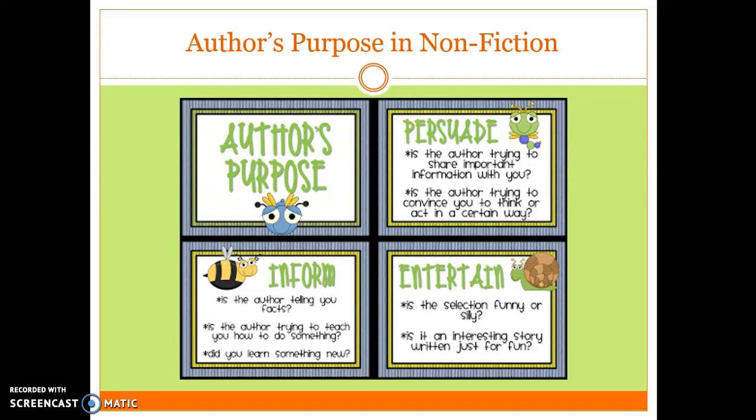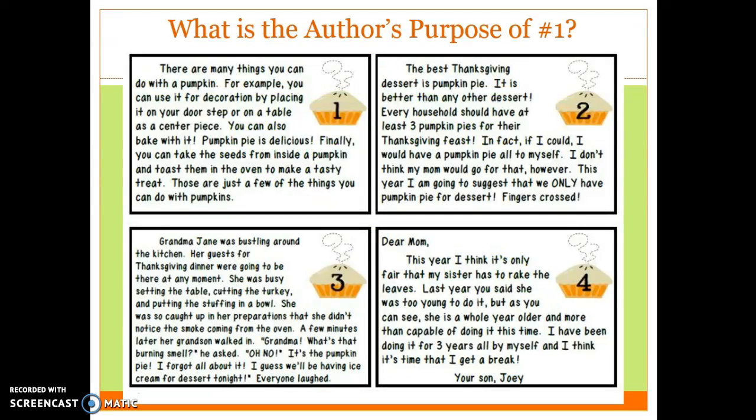And so, looking at those three different purposes, I have a few different passages here. What I'd like you to do is take a few minutes one by one and read through them and try to guess, can you figure out what the purpose is? So right now, take a look at number one, read through it, see if you can find some of those key words that back up whatever you decide. Is this a persuasive piece? Is this an informative piece? Or is this an entertainment piece?